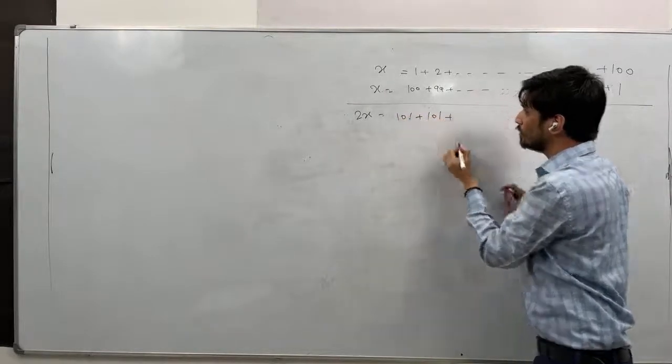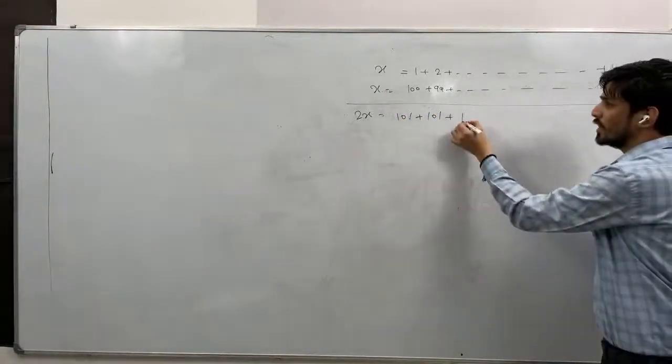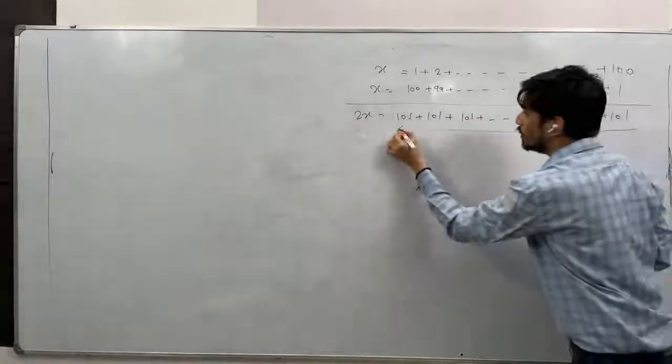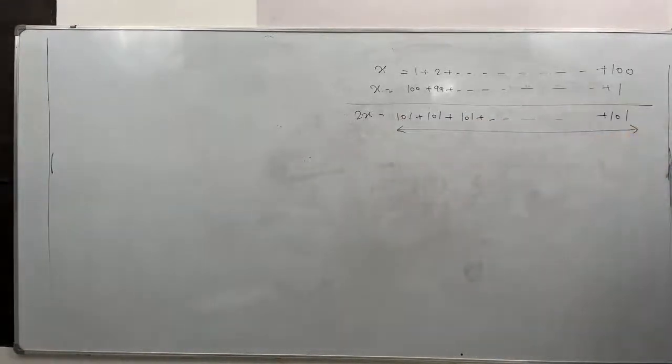101. And what will come here? 3 plus 97, 101. So each term will be equal to 101, right? Now can anyone tell how many terms are there? 100 only, right? So 101 times 100.